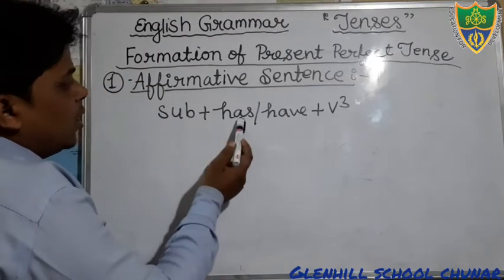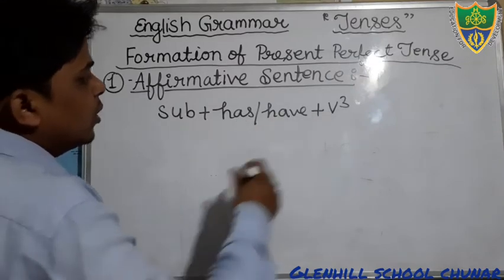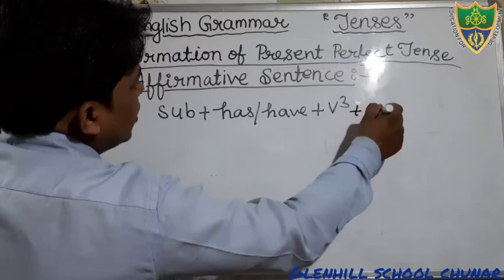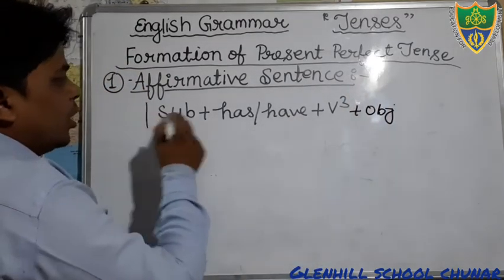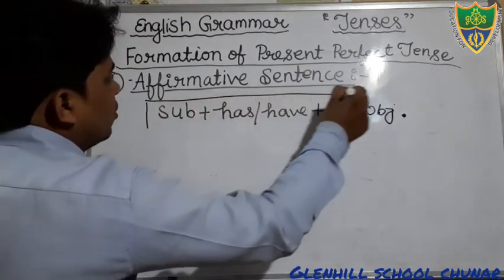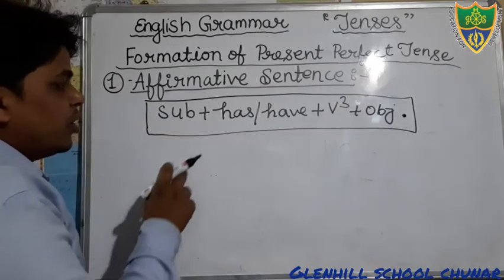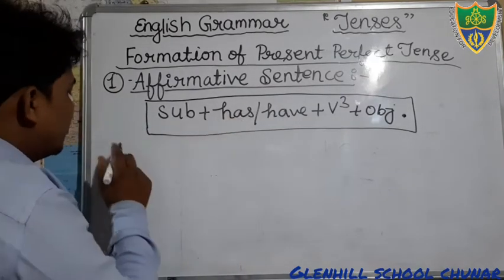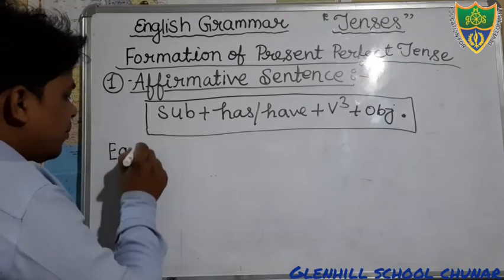Subject will be there, has and have will be there, third form of the verb will be there, then after that object will be there. Okay, and at the end of the sentence we will put a full stop. Just see here students, this is your structure, and on the basis of this structure you can make sentences. Now we can see the example.